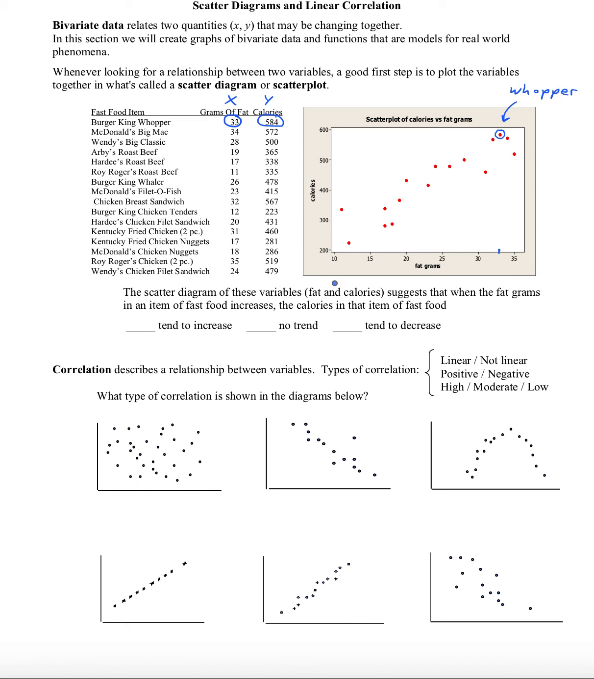Let's look on the list for the fast food item that has the lowest number of calories. That would be the chicken tenders. Only 223 calories and 12 grams of fat. So go over 12 and then up to 223. This dot represents the chicken tenders.